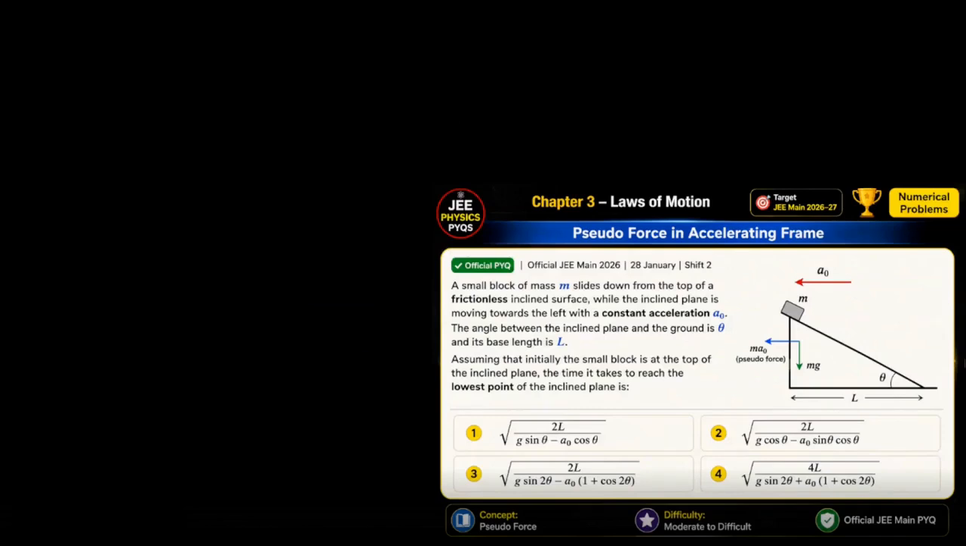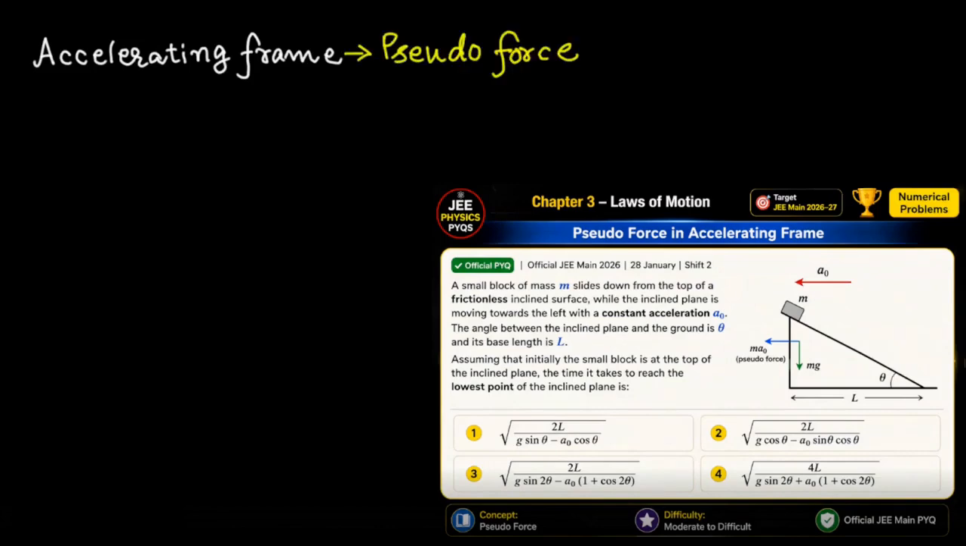This is an official JEE Main 2026 question from laws of motion. At first glance, it looks like a simple inclined plane problem, but there is a twist. The inclined plane itself is accelerating. Whenever you see an accelerating frame, one concept should instantly click in your mind, which is pseudo force. In this video, I will show you the fastest way to solve this question, along with the exam trick that can save you valuable time in JEE Main.